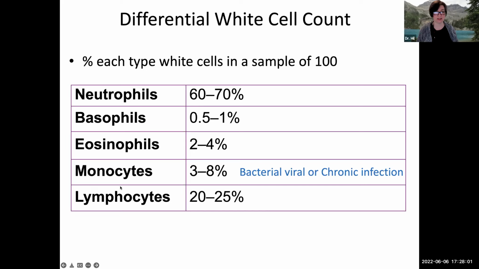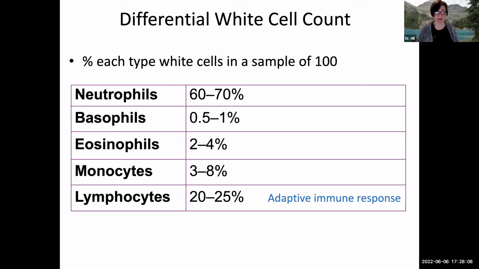And last but not least, if we see more lymphocytes, T's and B's, than we would normally see, that usually means our adaptive immune response has kicked in. Whereas on the other hand, if we see a reduction in numbers of lymphocytes, that could indicate that our immune system is failing. And this is what we see, for example, in the final stages of an HIV infection. The T cell count goes down.